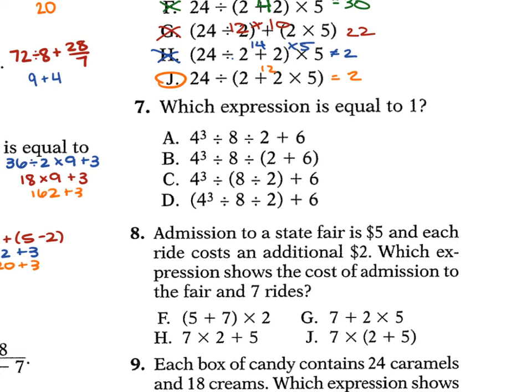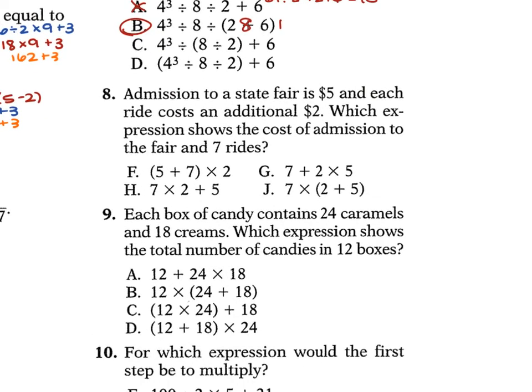7 asks which expression is equal to 1. For A, we have 4 cubed, which is 64 divided by 8 divided by 2 plus 6. 64 divided by 8 is 8. Divided by 2 is 4. 4 plus 6 is 10, so that's not right. For B, 2 plus 6 is 8. 64 divided by 8 is 8. Divided by 8 is 1. B is our answer.